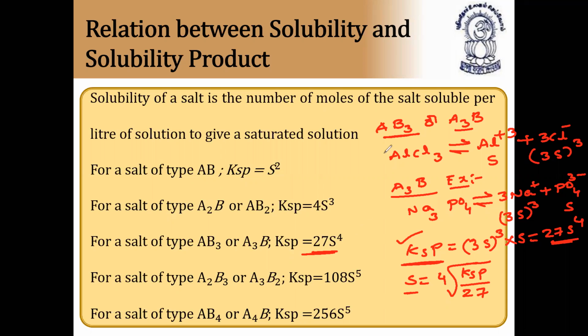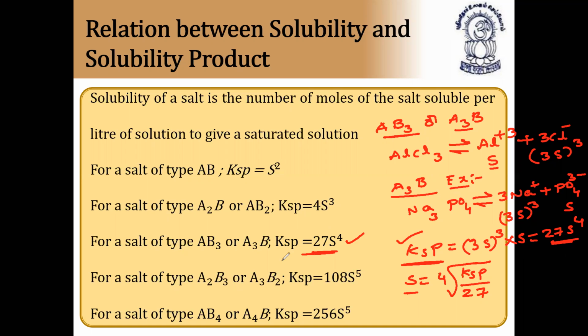So I hope you understood this. For AB3 or A3B, AlCl3 dissociates to form Al 3 plus and 3 Cl minus. For this the solubility becomes 3S whole cube, and for the other, sodium charge is 1, so 3S whole cube into S. So for both types of salts, KSP is equal to 3S whole cube into S, that is 27S power 4. So for the salt of type AB3 or A3B, KSP is equal to 27S power 4.